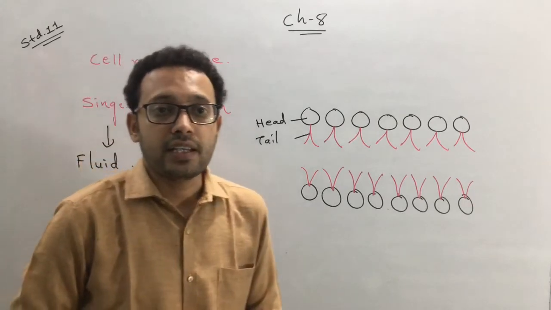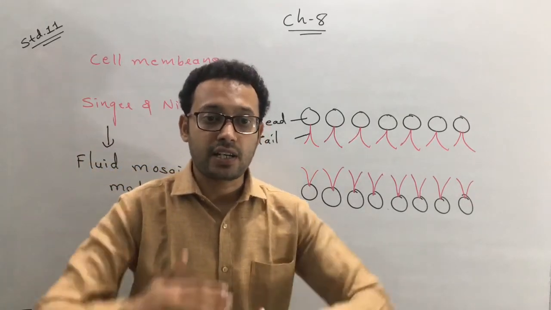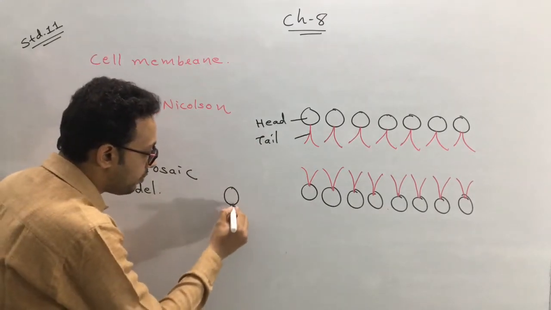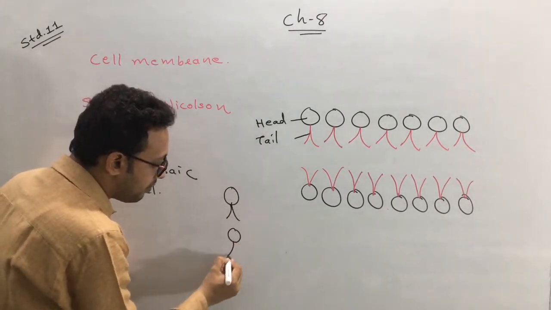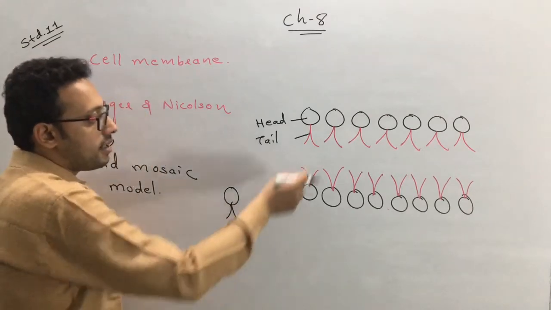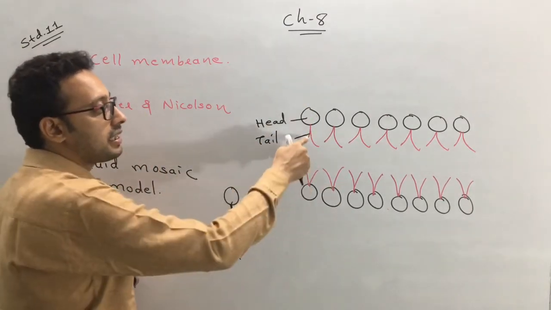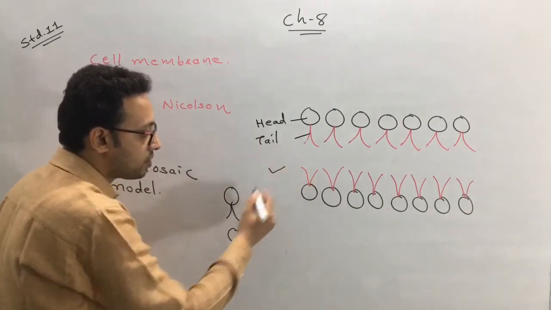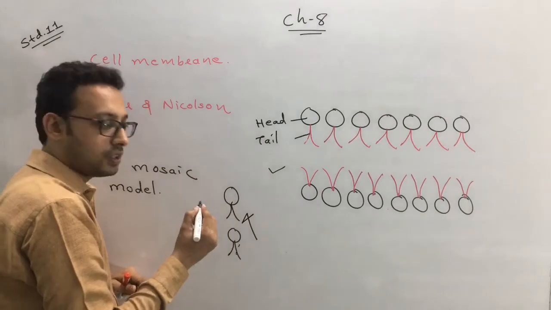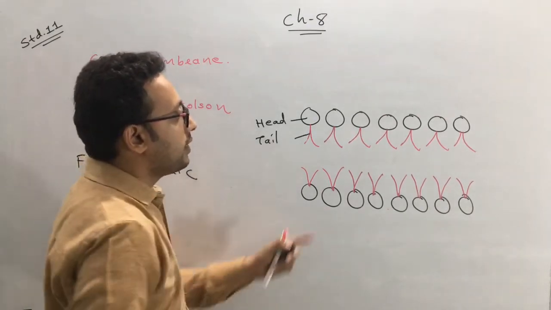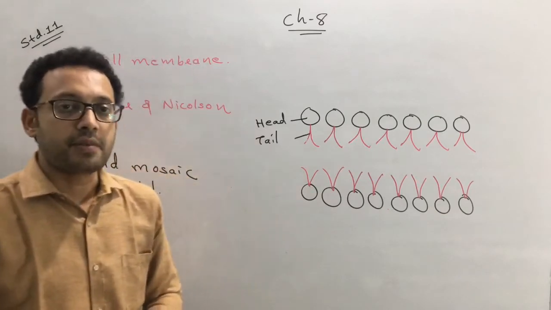They are arranged back to back. They are not arranged like this. See, this is one lipid molecule and this is another lipid molecule. There are two layers, but they are not arranged like this. They are arranged back to back, which means the tail is facing the tail. This is the correct structure. This is wrong.